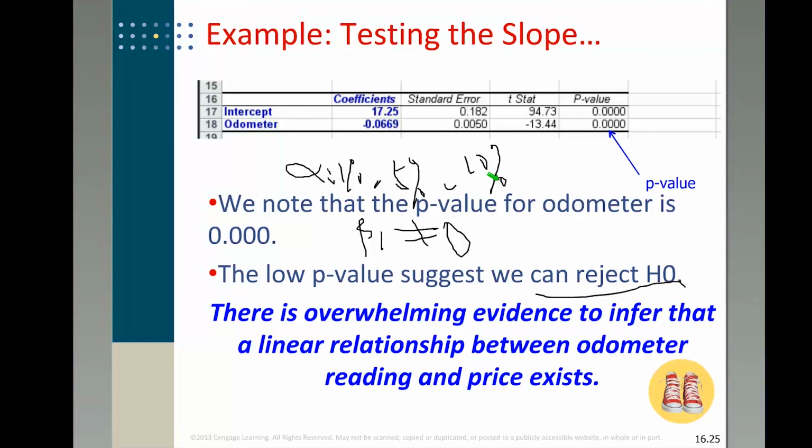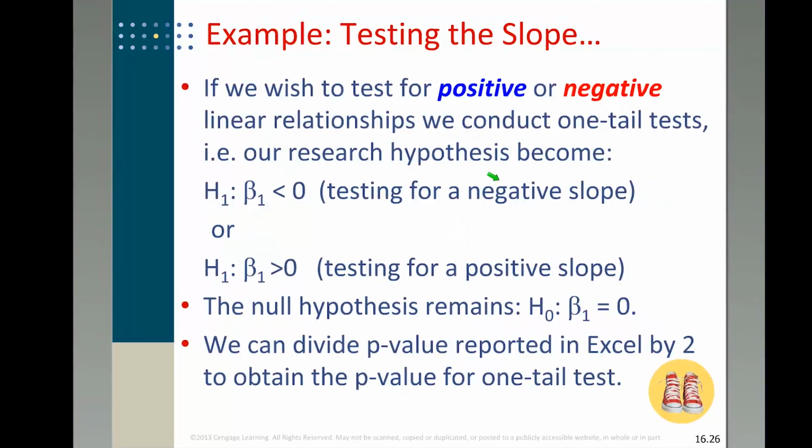Okay, so let's test on the slope. The next thing we can do, sometimes we not only want to know that x, y are correlated, we also want to verify whether they're positively related or negatively related. And we call those one-tailed tests.